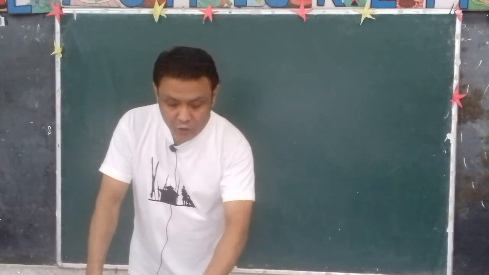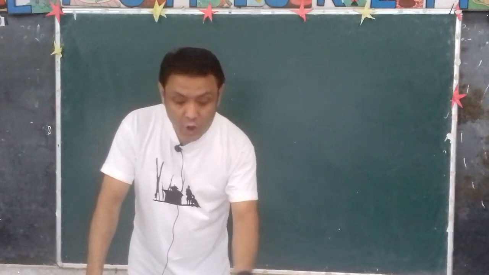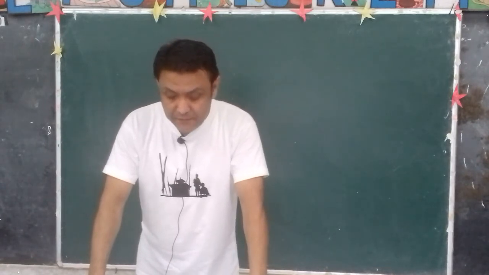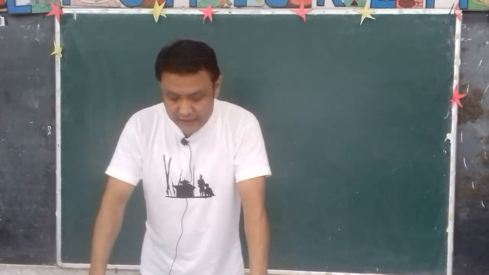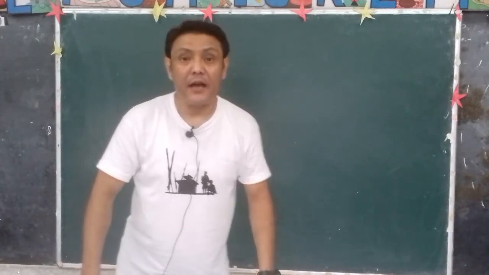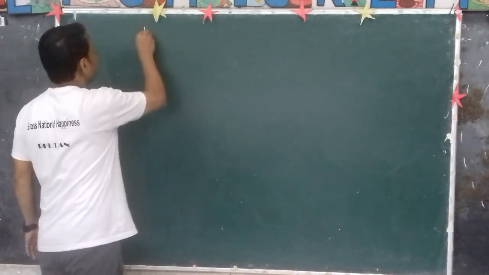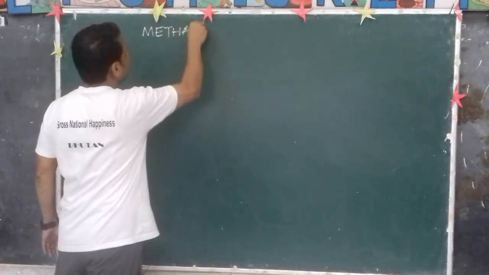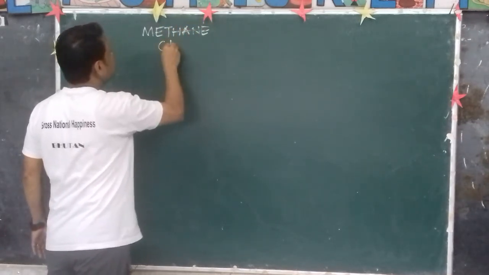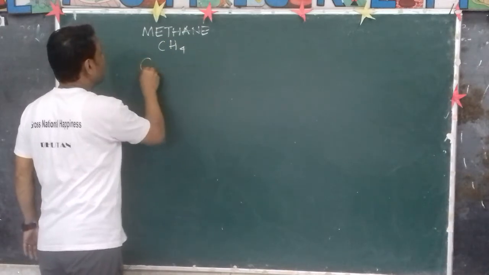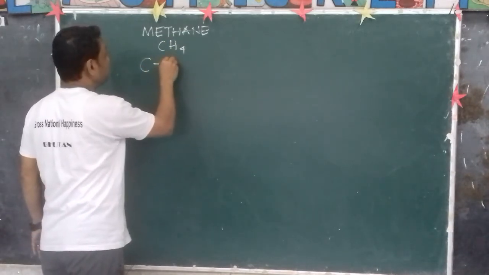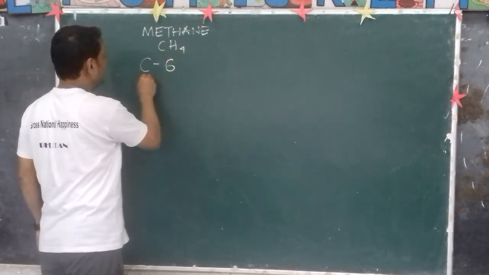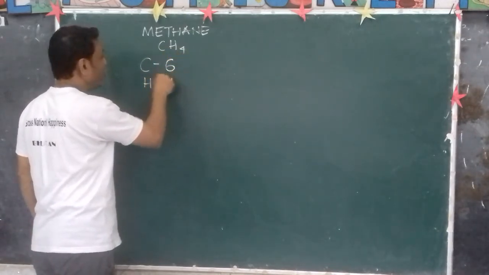We'll talk about the non-polar covalent compounds like methane and carbon tetrachloride. So, formation of methane. Formula is CH4, made up of carbon, atomic number 6, and hydrogen, atomic number 1.